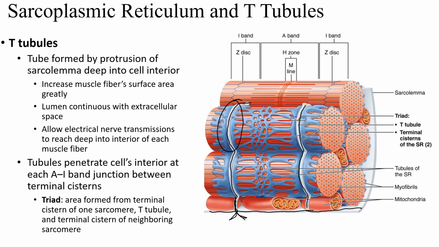We call this area, where you have the T-tubule and terminal cisterns of the sarcoplasmic reticulum, the triad. If you see, it has one, two, three structures, and those three structures are what we call the triad. So one T-tubule and two terminal cisterns equal three structures right next to each other.